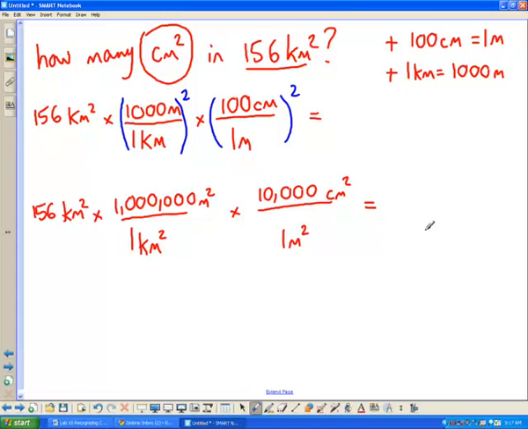Now you multiply all this out, and what we end up with is 1.56 times 10 to the 12 square centimeters. Alright? And let's just make sure we can cancel out our units. Square kilometers, square meters, and we're left with square centimeters. Okay? And that, in a nutshell, is the essence of how you do unit conversions. It's pretty simple, so hopefully this video will help you out. Okay, thank you.